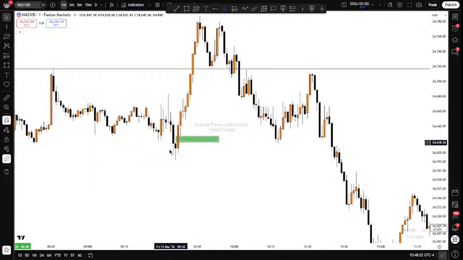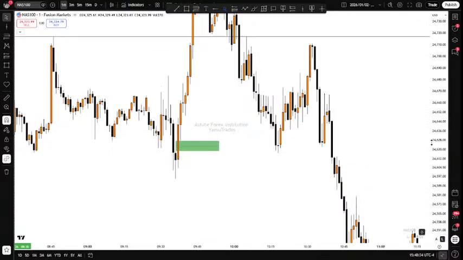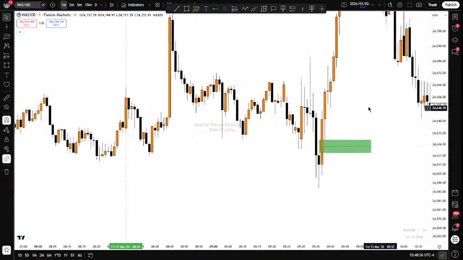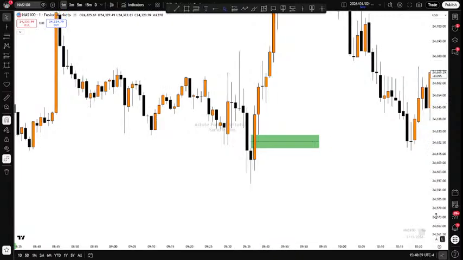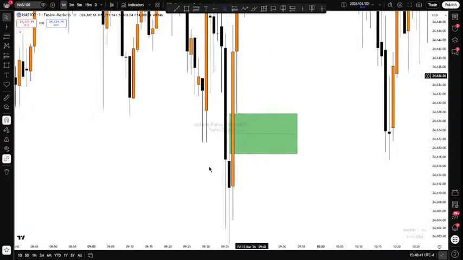This is the gap. How can we best identify the gap? It's simple, right? Let me show you. This candle wick, the highest of it, and this candle wick, the lowest of it, do not touch, which means these candlesticks do not touch.